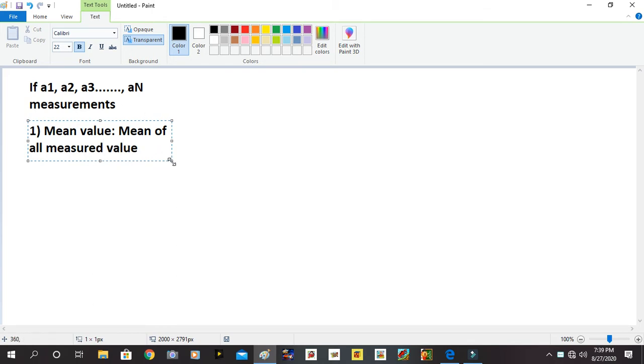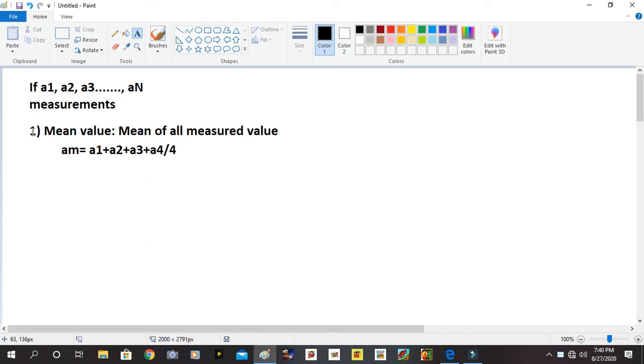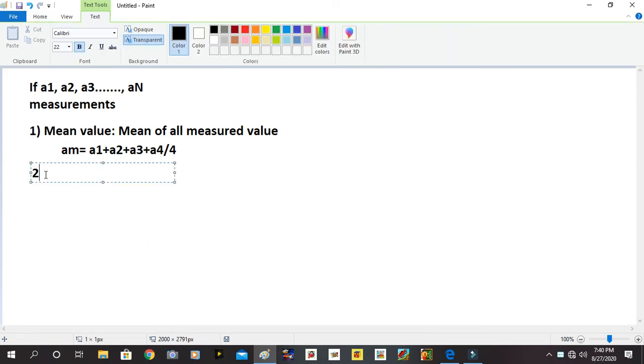For example, suppose I am having 4 readings. If AM stands for mean, then AM is equal to A1 plus A2 plus A3 plus A4. I have taken 4 readings of a certain quantity. Then the mean of that will be A1 plus A2 plus A3 plus A4 divided by 4. This value should be taken in a calculation. Then the second term we need to find out is the absolute error.